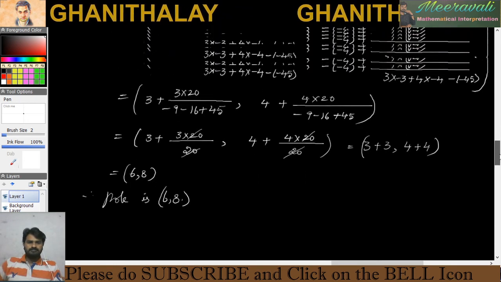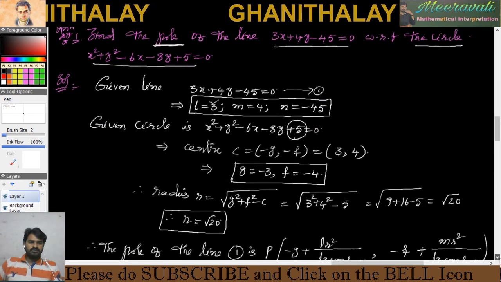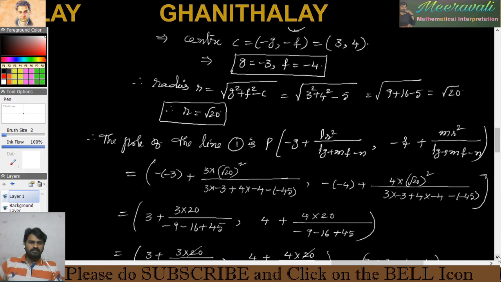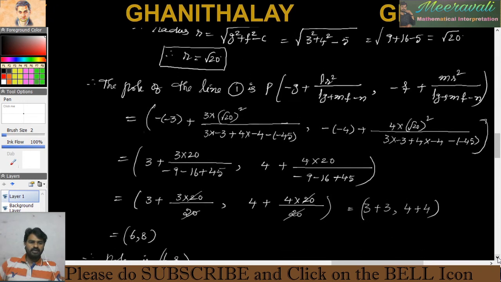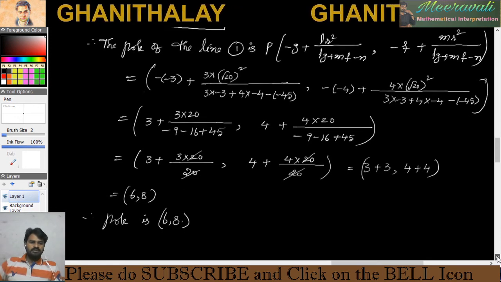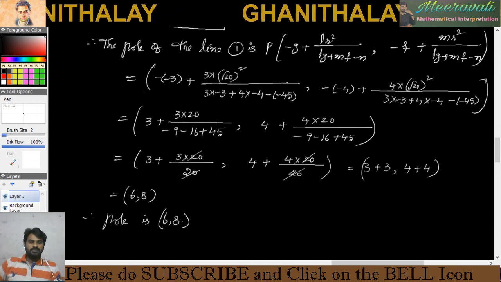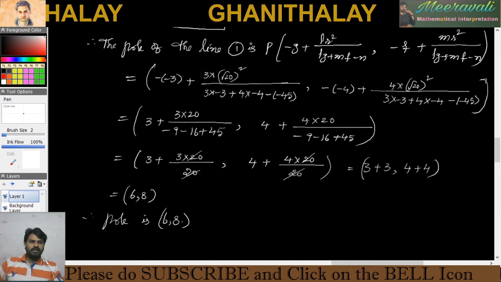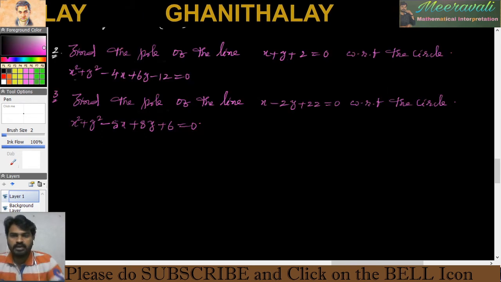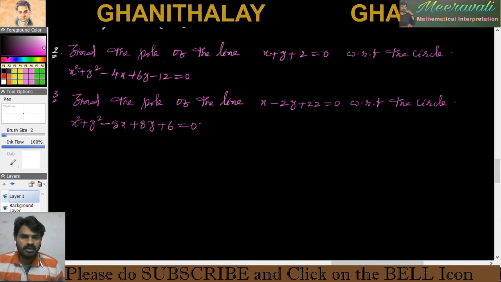Next problem. Have a look at this problem. This is very important for the 4 marks question. To find the pole, first we need to find the center and radius. After that, by using the given line, you can find the L value, M value, N value. After that, directly you can substitute these values in the pole equation. Pole formula: minus G plus L r square by L g plus M f minus N, minus F plus M r square by L g plus M f minus N. Okay. Have a look at these two problems. Take these problems as homework sums and find the pole.